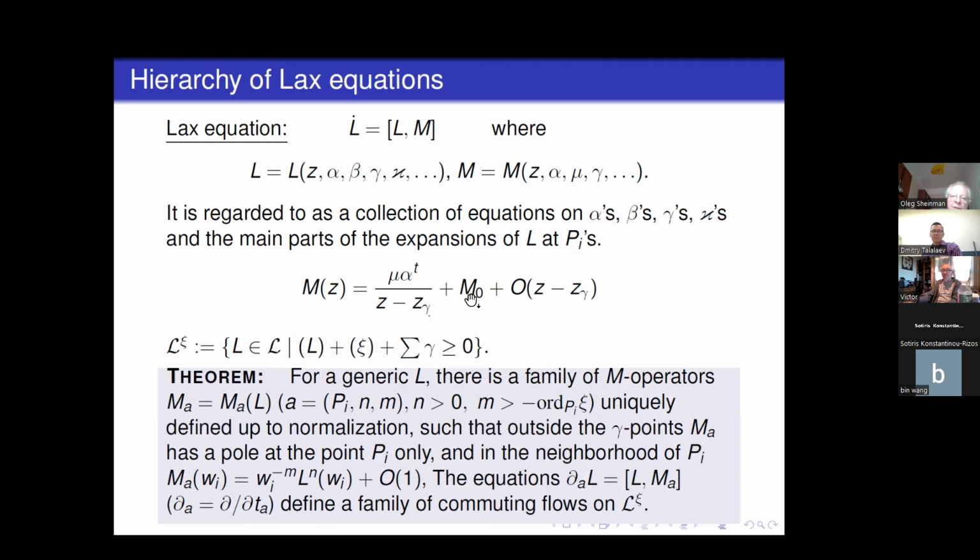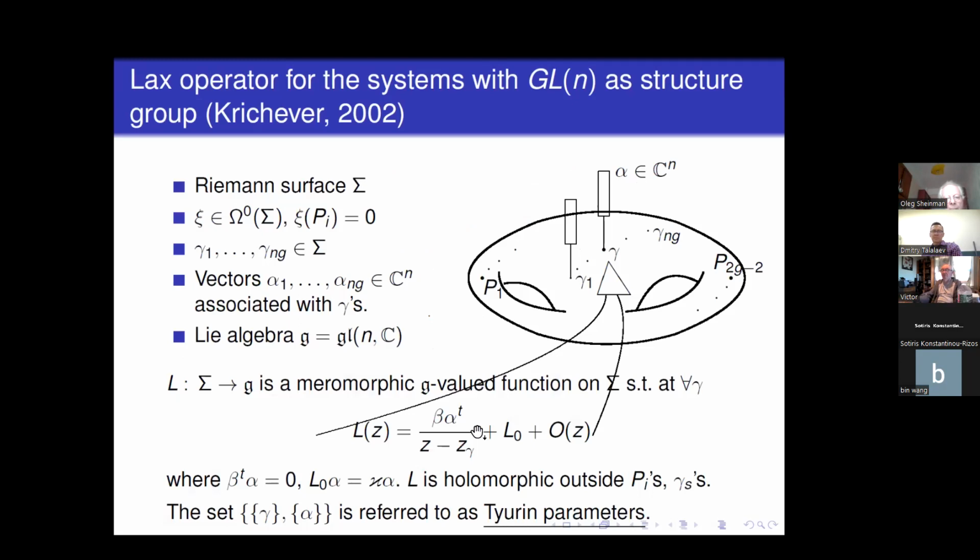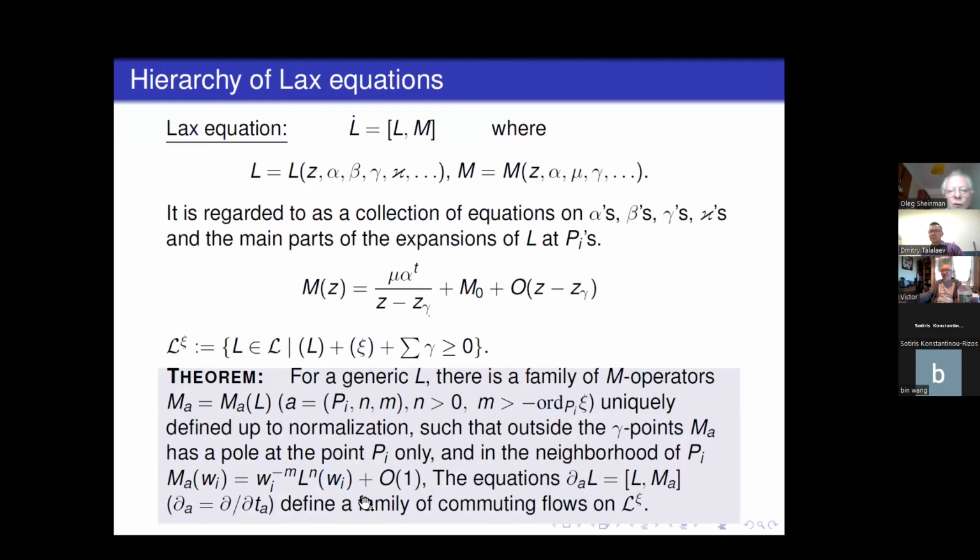Let me return for a moment to the previous slide. Beta and alpha are related with the condition equivalent to the requirement that the trace of this matrix is equal to 0 here. About the eigenvector condition, I already said, but for the M operator, these requirements are omitted.